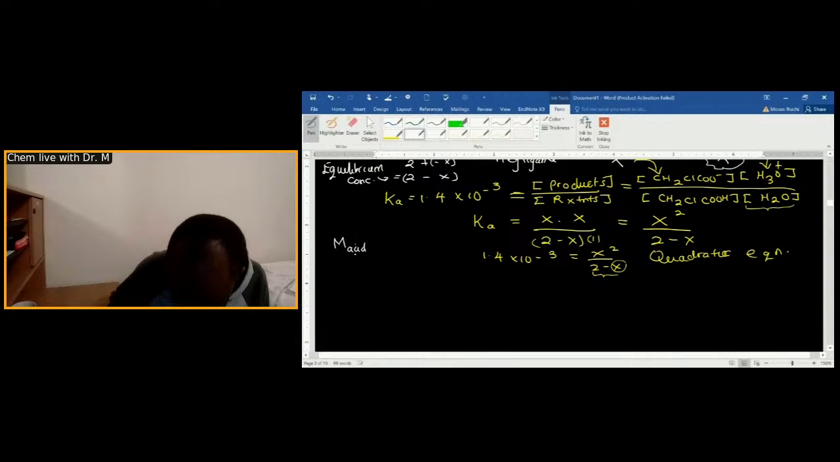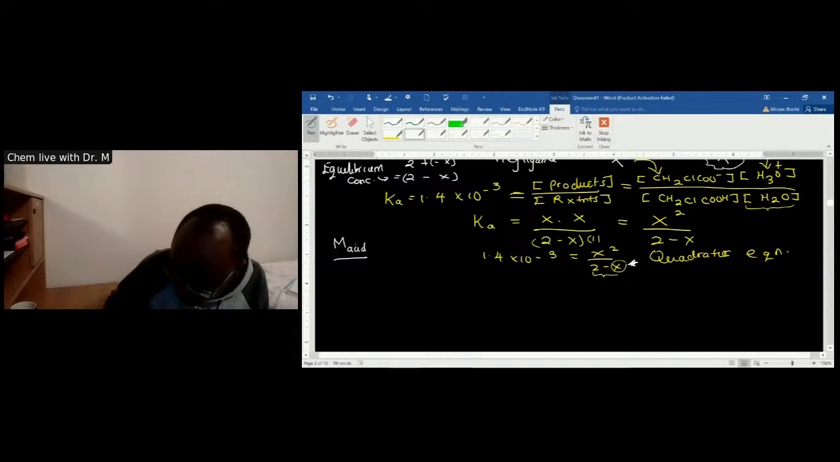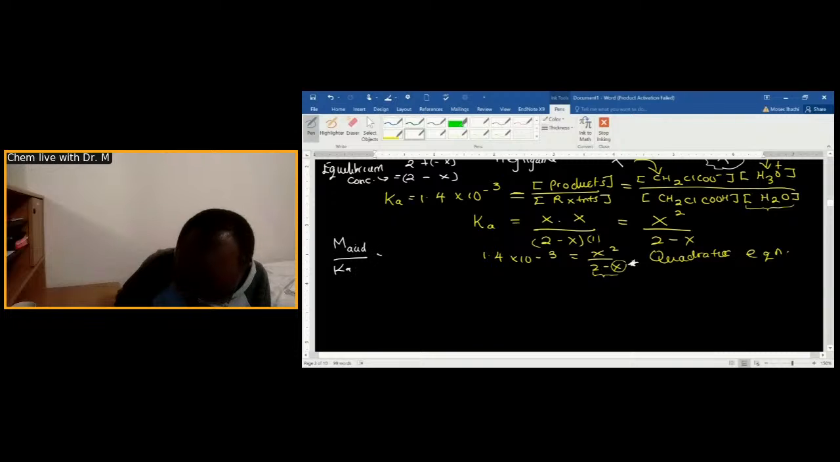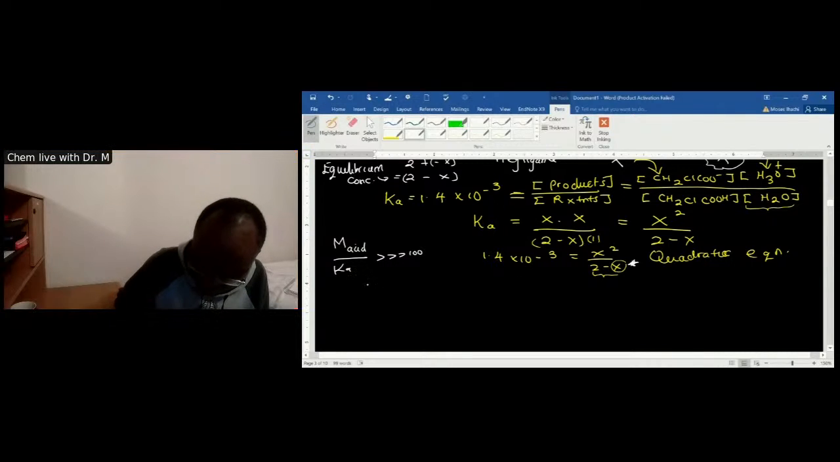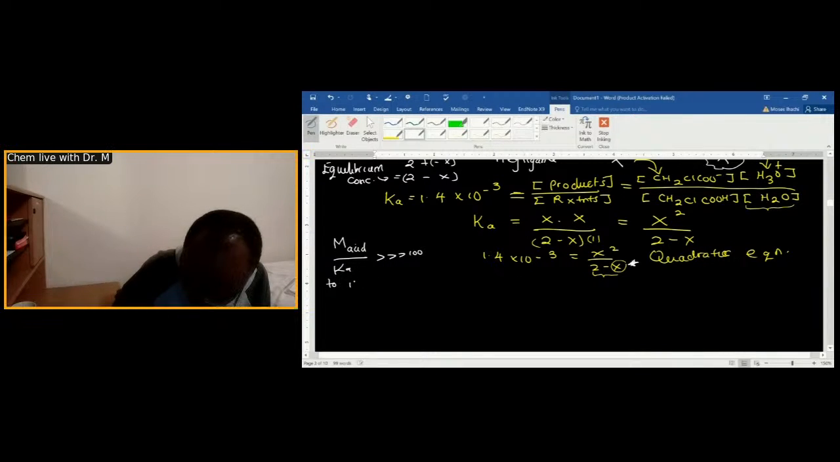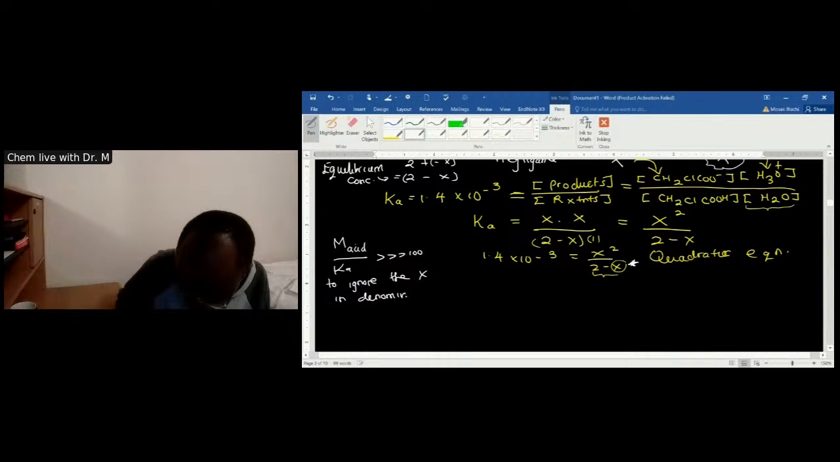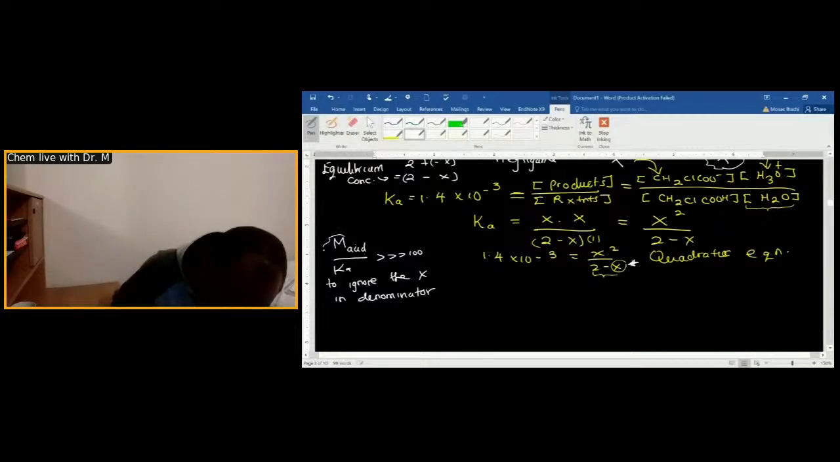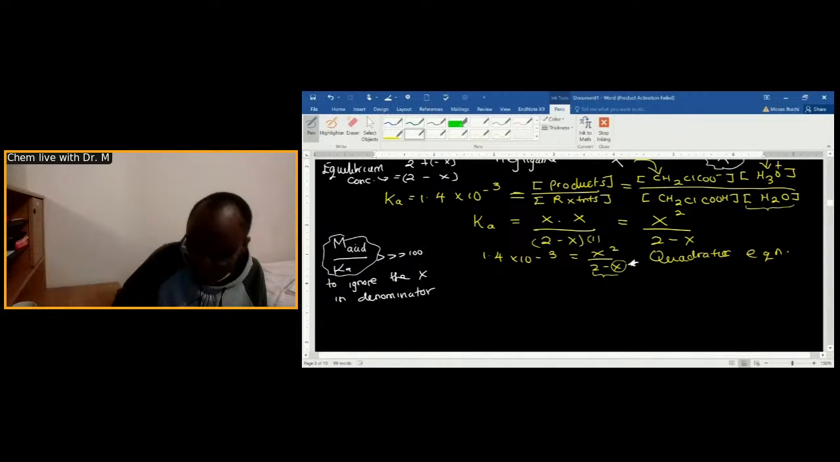If the ratio is greater than 100, then it's safe to assume that this X can be ignored. So M of the acid divided by Ka must always be greater than 100 for you to safely do this assumption and ignore that X in the denominator. So to ignore the X in the denominator, this ratio right here must give you an answer that's way greater than 100. So let's test and see.